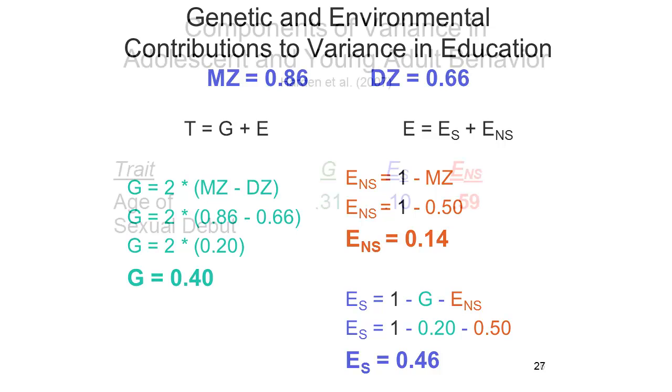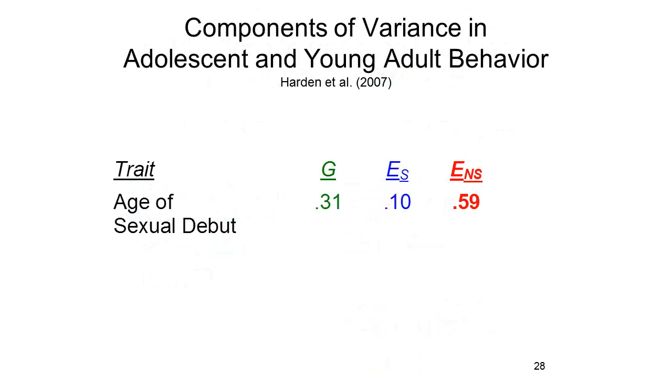of IQ. Here are some findings from a behavior genetics study of adolescent and young adult behavior, particularly sexual behavior. The investigators measured what they called age of sexual debut, that is, age of first intercourse. These investigators estimated that about 31% of the variance in age of sexual debut was attributable to the genes, only about 10% of the variance attributable to the shared environment. The overwhelming proportion of variance, almost 60%, was attributable to the non-shared environment. I'll leave it to you to speculate about precisely what those non-shared environmental factors might be.